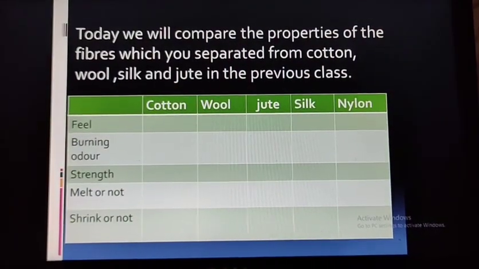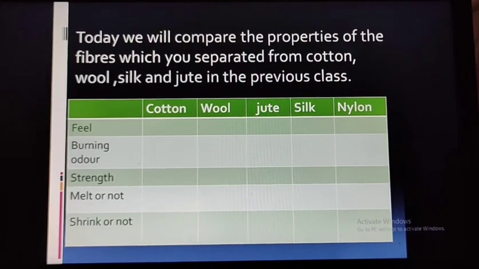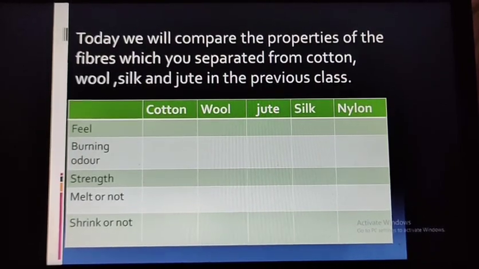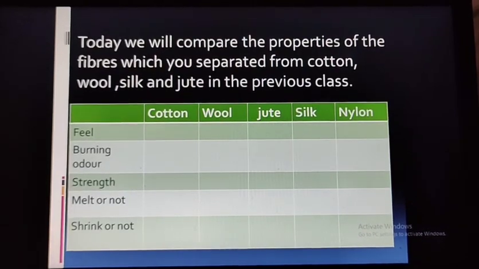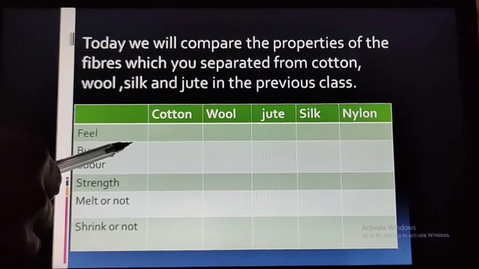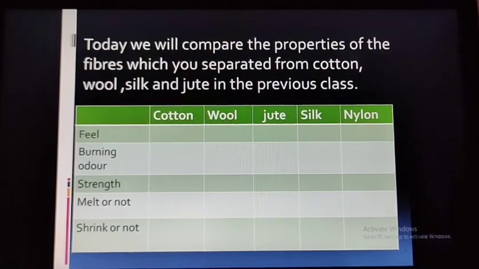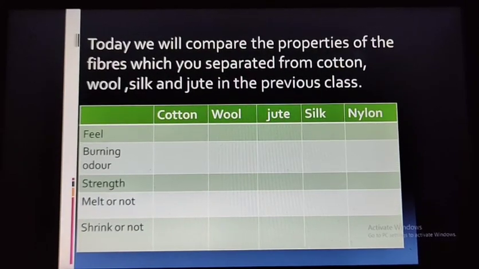Today, we will compare the properties of the fibers which you separated from cotton, wool, silk and jute in the previous class. Students, copy this table in your notebook and try to fill in your observations after performing the activity.